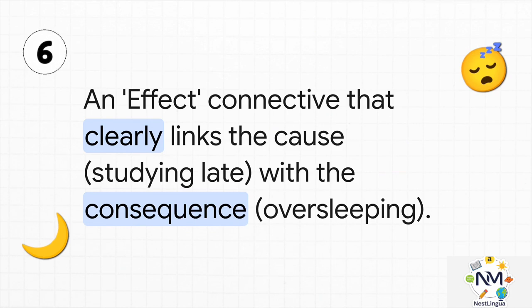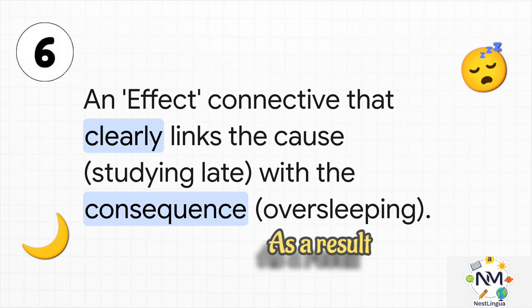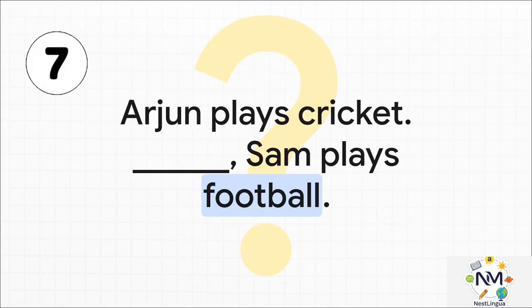So, studying late was the cause. What was the effect? She overslept. An effect connective like as a result makes that cause and effect link totally unmistakable. Last one, you can do it. Arjun plays cricket, blank, Sam plays football. Now we've got two different people here, but they're both doing a pretty similar activity. They're playing sports. So how do we connect that similarity?